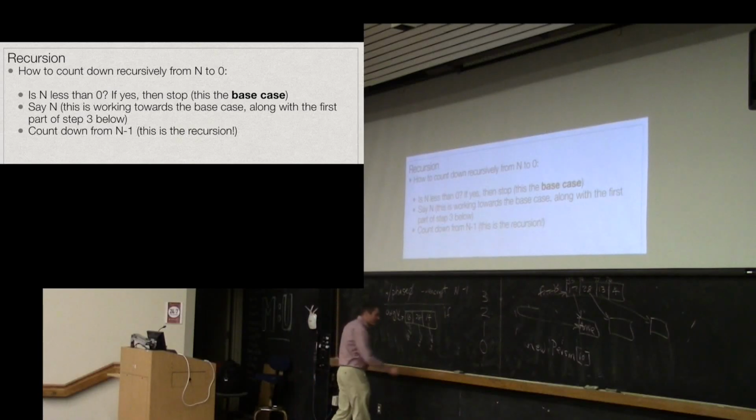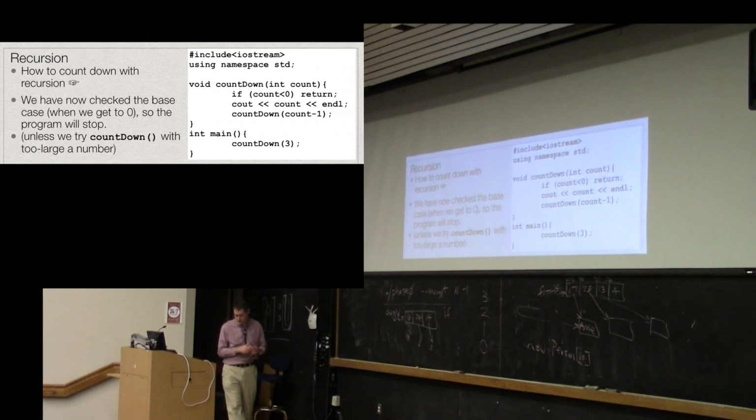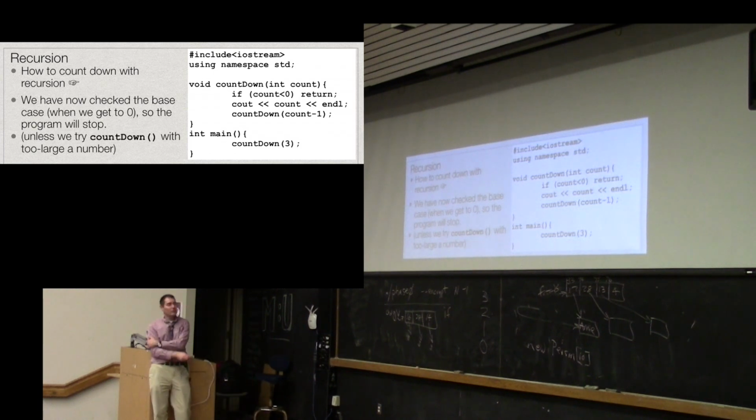Let's see the program that does this. Here's the program that does this. You have a number, and you check if it's less than 0, and if so, you just stop the program. You stop the function. You basically return.